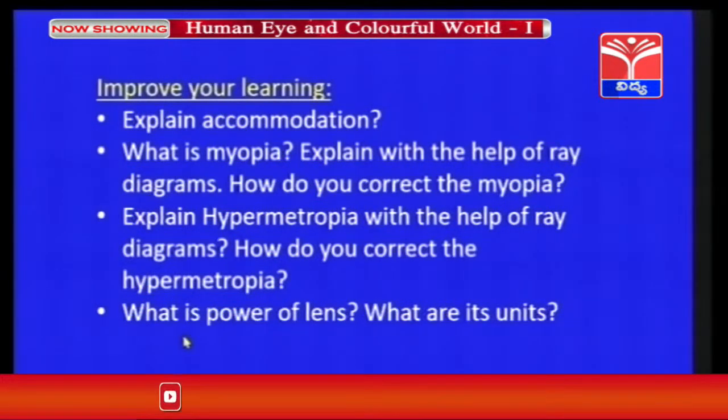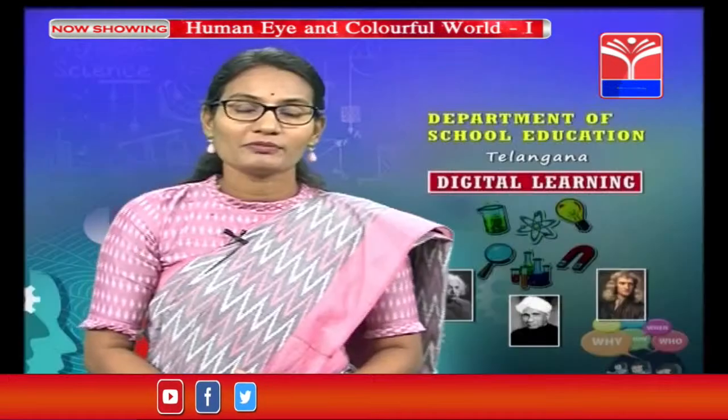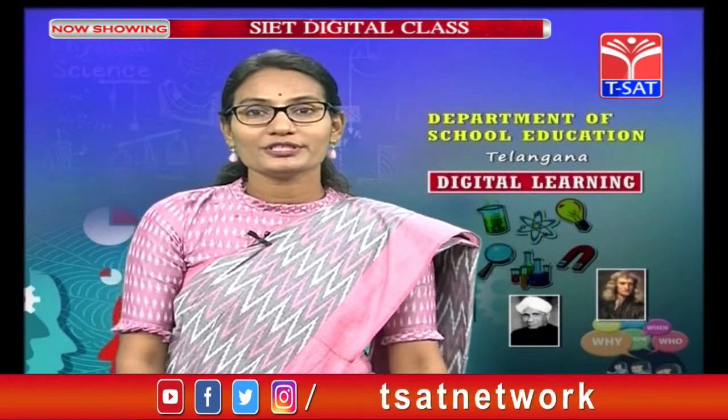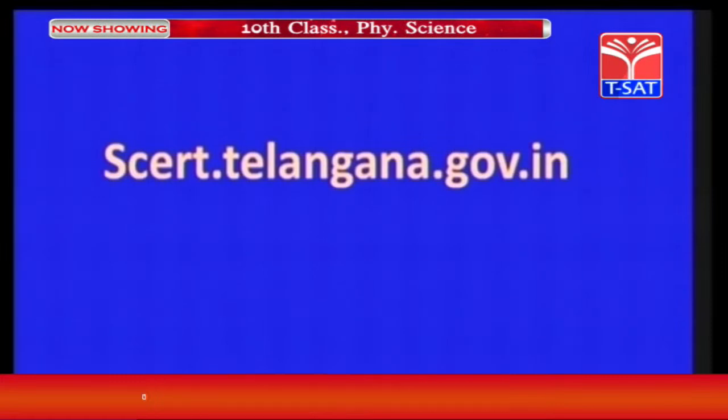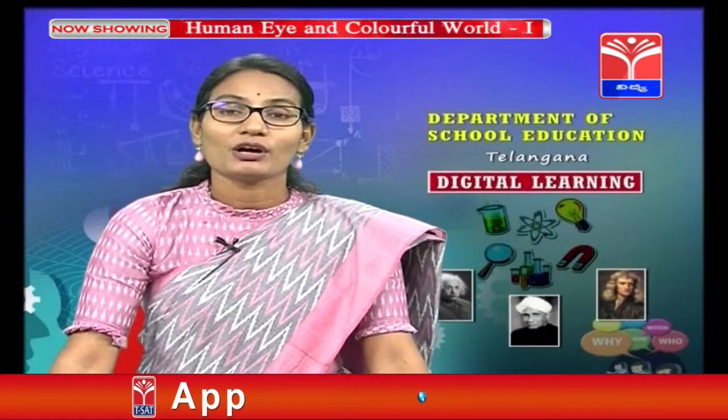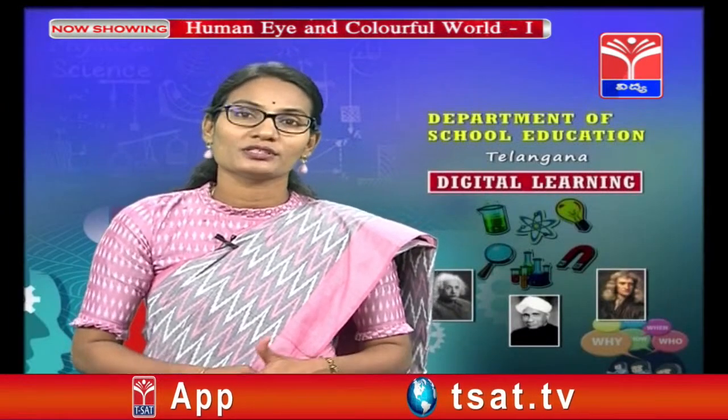What is the power of a lens? What are its units? For more questions, visit the SIET website scrt.telangana.gov.in. Download the worksheet and try to answer the questions.